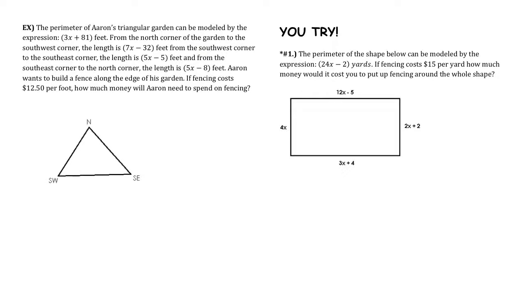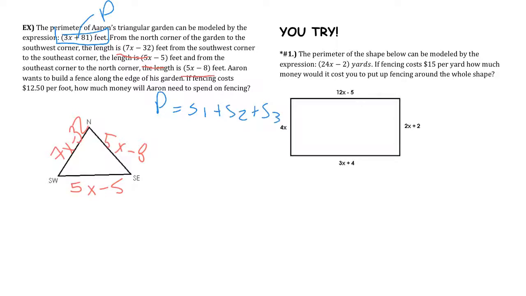So if I wanted to find the perimeter of a triangular garden that's modeled here, first I labeled all the sides. So they gave me this length, this length, this length. The perimeter of Aaron's triangular garden could be modeled by the expression 3x plus 81 feet. That is the perimeter. So I know perimeter equals side 1 plus side 2 plus side 3. Since this is a triangle, I'm going to stop at 3 sides. And I see my perimeter is 3x plus 81.